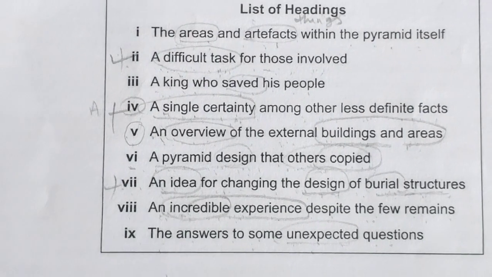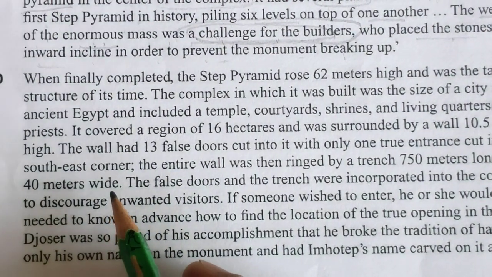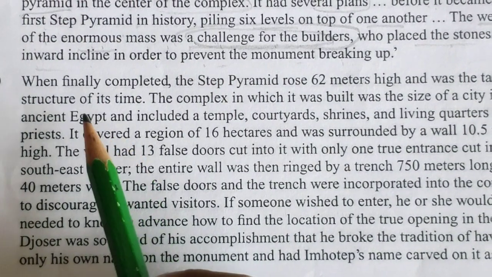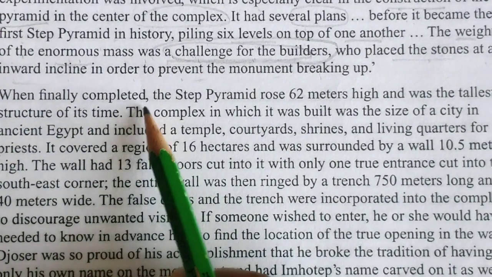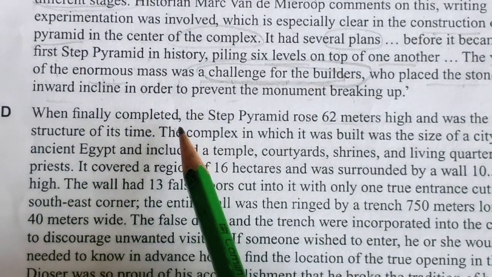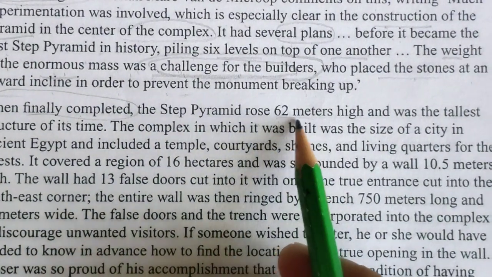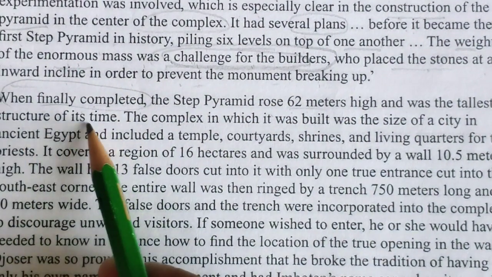Let's go to D paragraph. See, it is not an easy match of match list of headings. So when finally completed, the step pyramid rose 62 meters. Okay, when finally completed, just try to understand this. The step pyramid rose 62 meters high and was the tallest structure of its time.